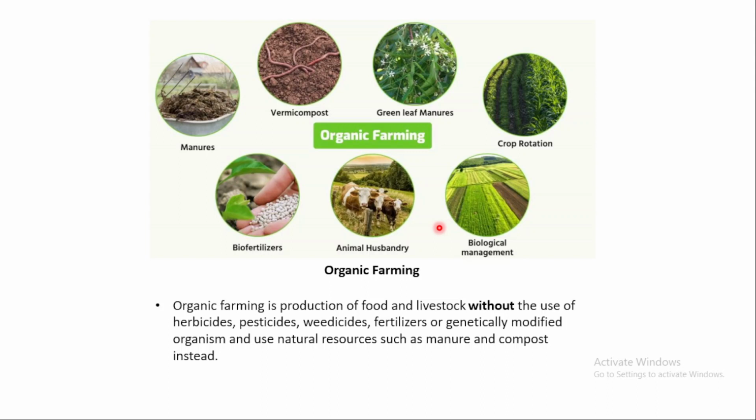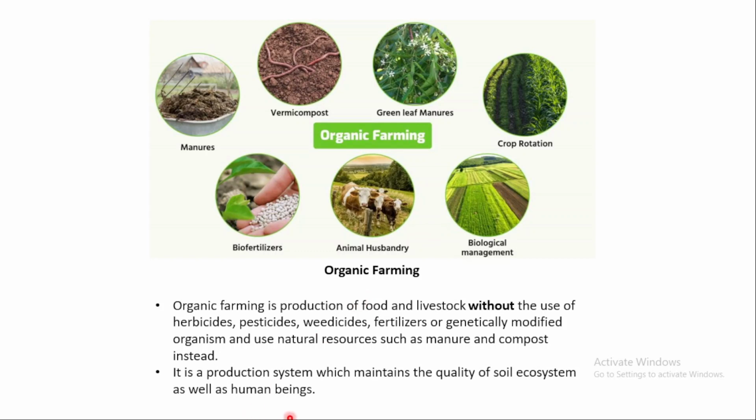So now we are clear that organic farming is a production system which maintains the quality of the soil ecosystem as well as of human beings. It maintains the quality of the soil ecosystem because no external fertilizer is used and no genetically modified organism is used. So everything occurs in nature. We are not harming the environment in that way.